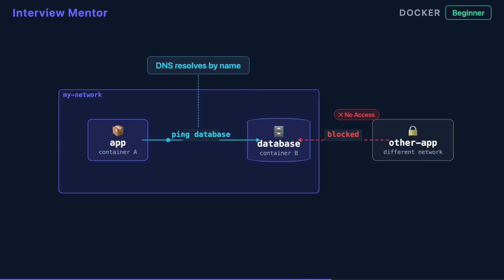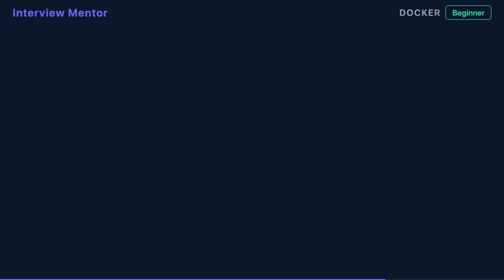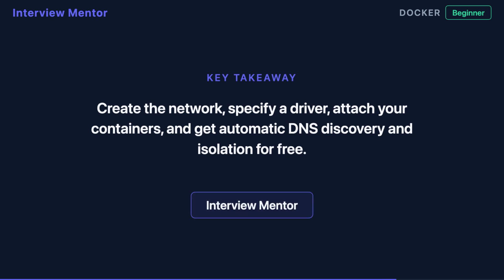Containers on the same network can reach each other by container name, not IP address. Plus, containers on separate networks are fully isolated by default. They simply cannot communicate unless you explicitly connect them. Create a named network, pick your driver, attach your containers, and get automatic DNS discovery for free. Try it in your next project and comment with any questions.